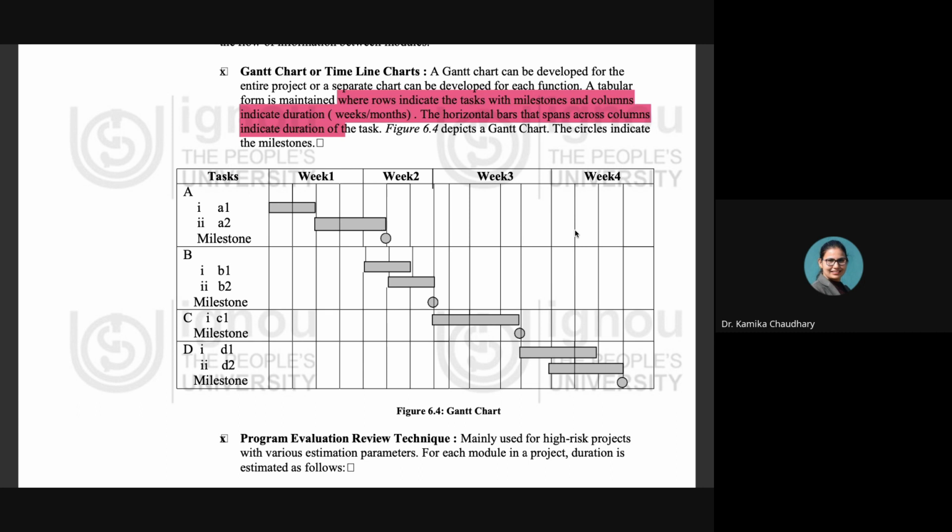So in the Gantt chart, basically we break down our tasks into various sets, and then we also mention that this is the probable duration in which this task is going to be completed, and this is going to be the milestone that would be achieved after the completion of this particular task.